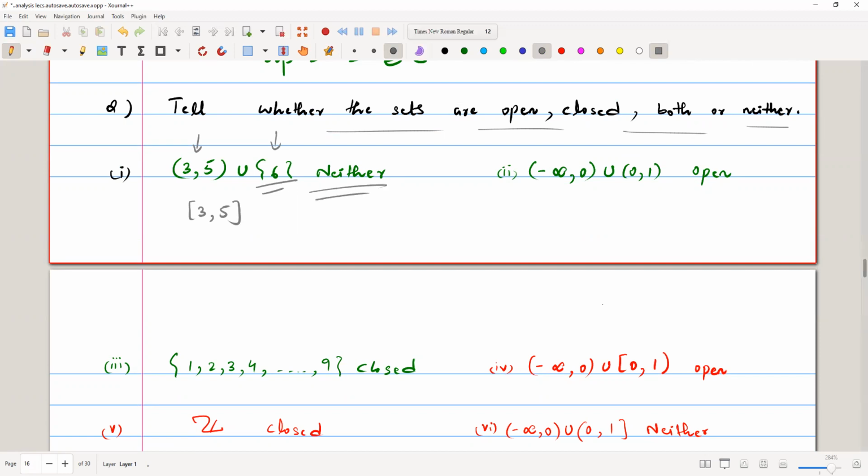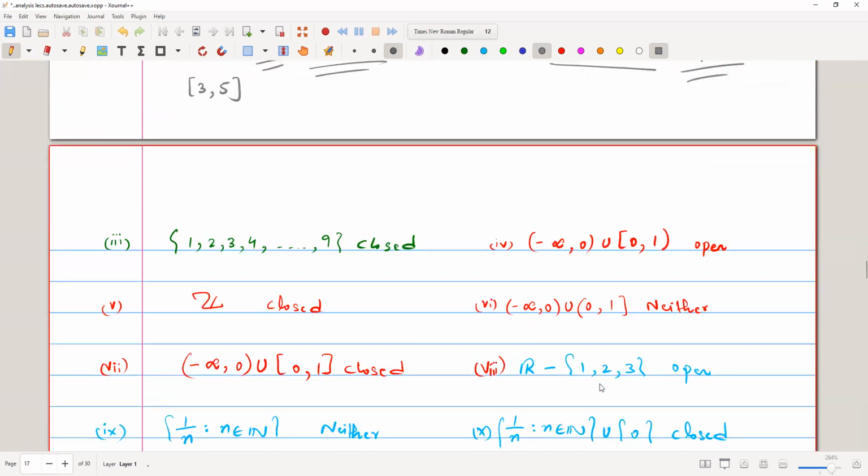And for this one, we can see that this is a union of open intervals. So we know that the union of open sets, and these are open sets as well, because all open intervals are open sets. So the union of open intervals is open, therefore this set is open. And this one, 1, 2, 3, 4, 5, 6, 7, 8, 9 elements. So this is a finite set, and we know that a finite set is always a closed set. So this is closed. And this one, negative infinity to 0, this is an open set.